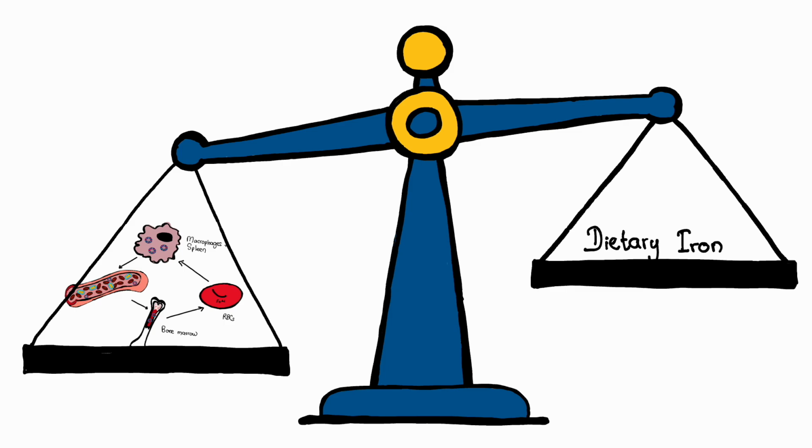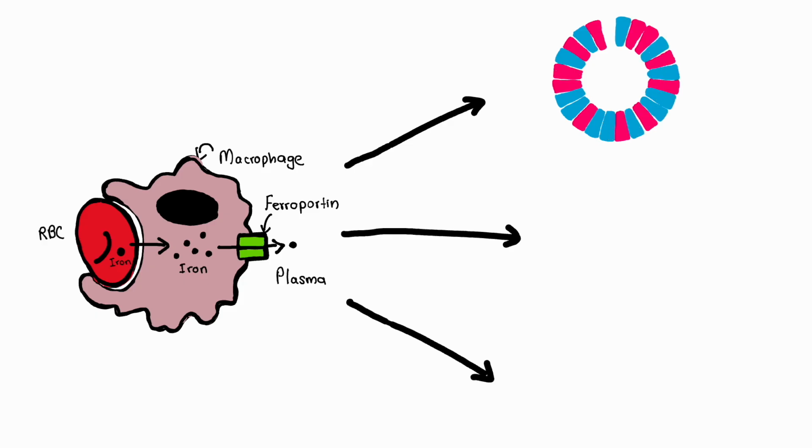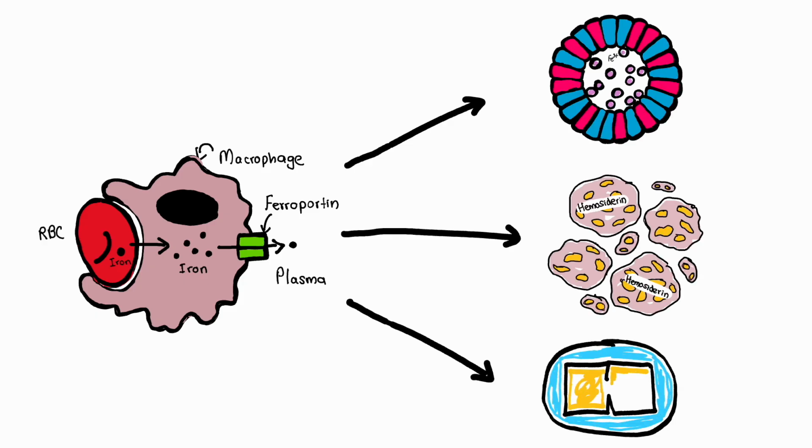This recycling pathway supplies far more iron each day than our dietary absorption does, and therefore it underscores the central role of homeostasis with regards to iron. Macrophage-derived iron is either stored as ferritin or hemosiderin, or is exported via ferroportin to transferrin for reuse in the blood as new red blood cells or for other metabolic processes.